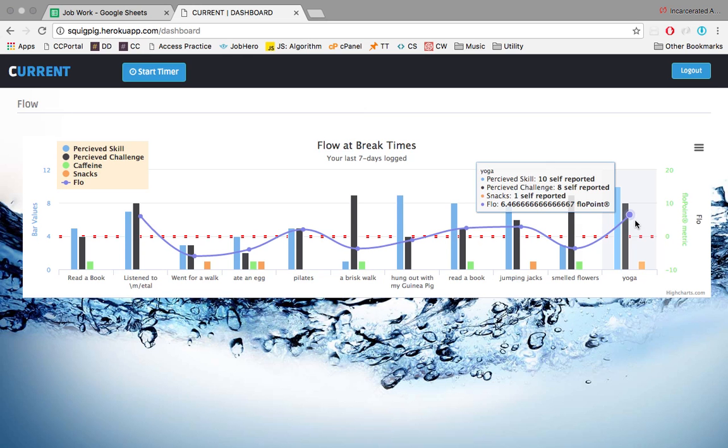So that is the basic setup of Current that we made in 4 days.